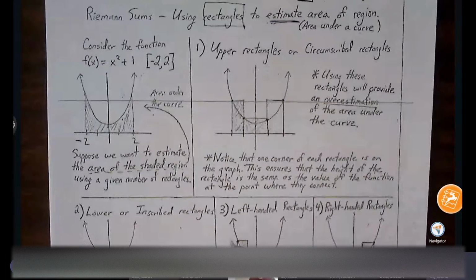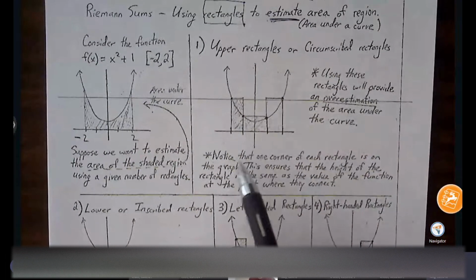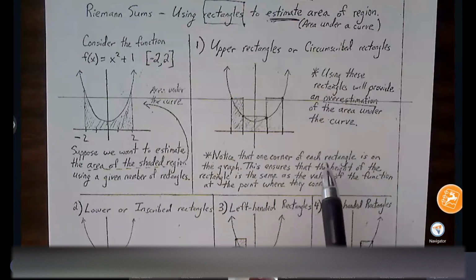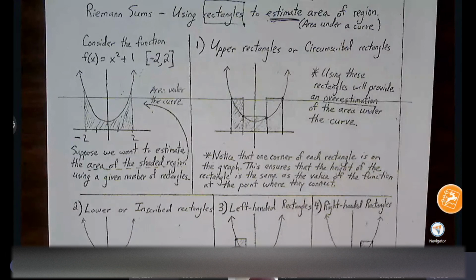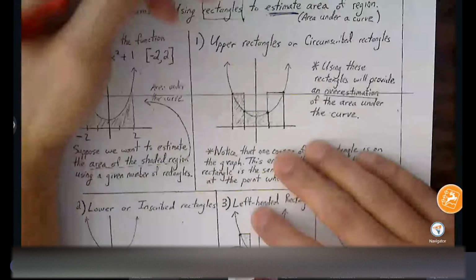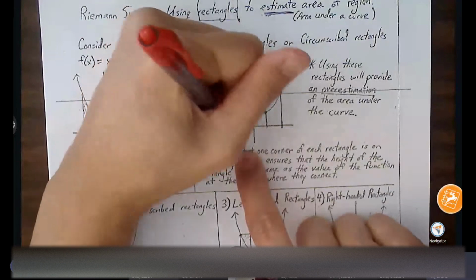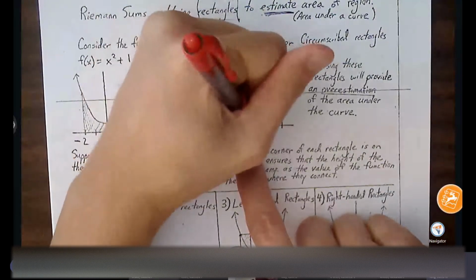So to ensure an overestimation, what we're going to do is for each subinterval, we're going to attach a corner of the rectangle to the graph. And this will ensure that the height of the rectangle is the same as the value of the function at the point where they connect. So let's say we have these four subintervals here, and I'm just going to give them x values here.